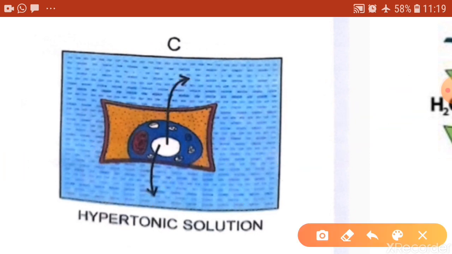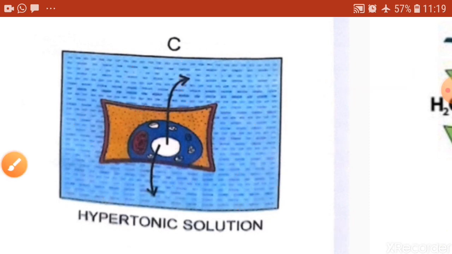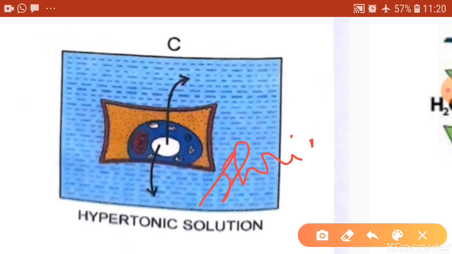Here the cell gains water and loses water, but since outside the water content is less and inside the water concentration is more, the number of water molecules leaving the cell is quite high when compared to the number of water molecules entering the cell, and so the net result is that the cell loses water by exosmosis. The cell starts shrinking.